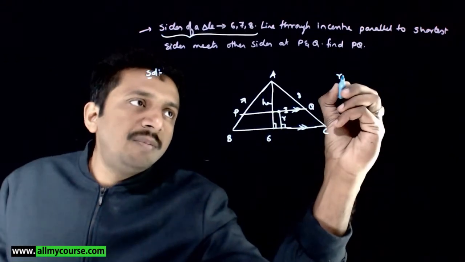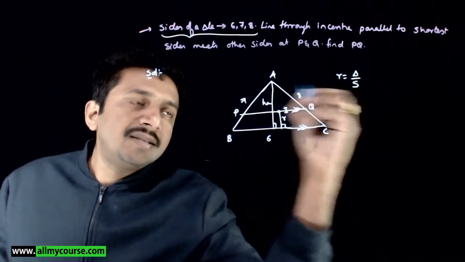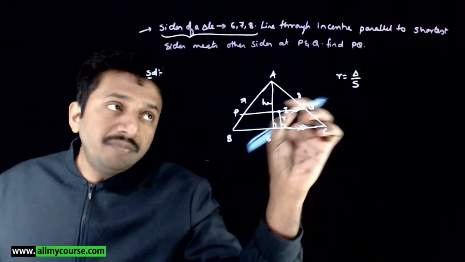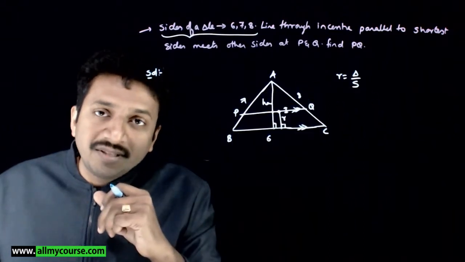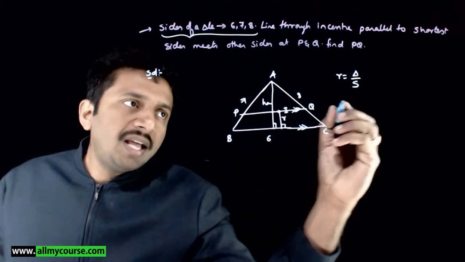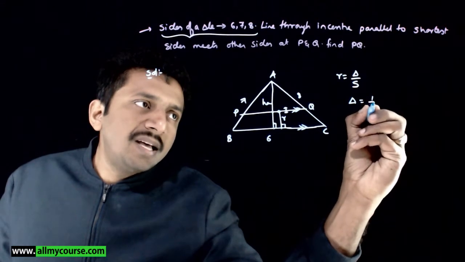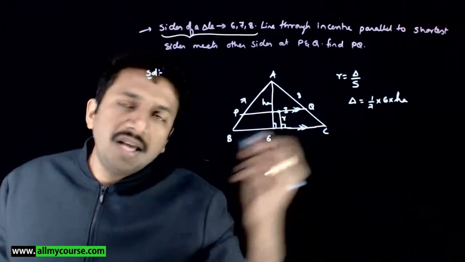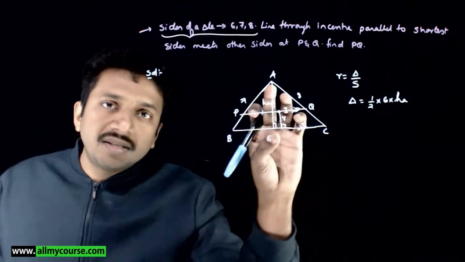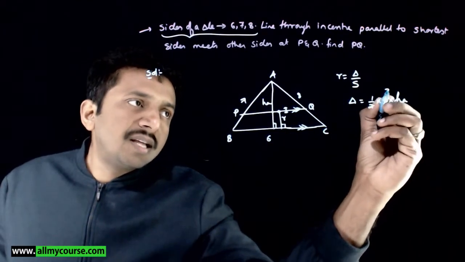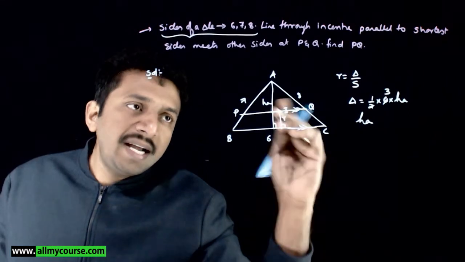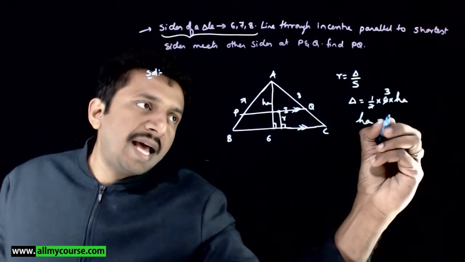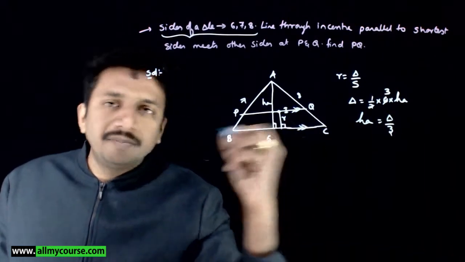So small r will be equal to delta by S. This is the formula for the inradius. And what is HA? Delta can be written as half times 6 times HA. The area of this triangle is half into 6 into HA. So this gets cancelled, 3 times HA. So the height corresponding to A can be written as delta by 3.